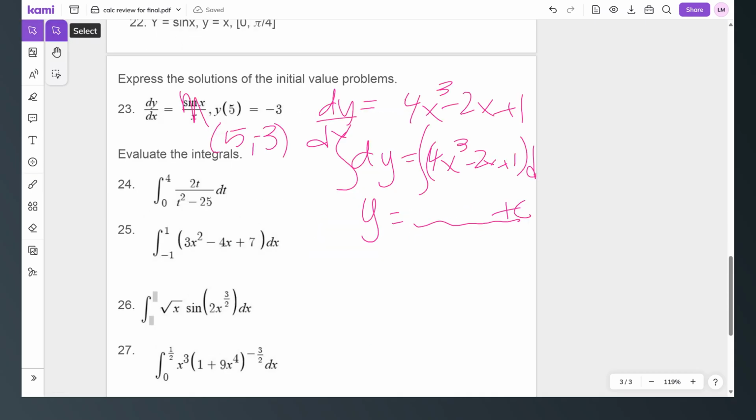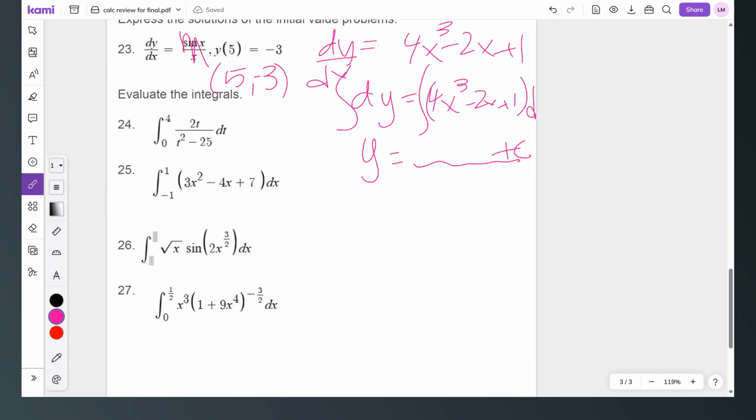All right, evaluating the integrals. When it's a definite integral, so 26 is only indefinite, the one without limits on it. But these, put them in your calculator to see where you're trying to go, and then show your work. So 24 is use substitution, 25 is just straight integration, 26 use substitution, 27 use substitution. All right, if you guys have questions, come see me.